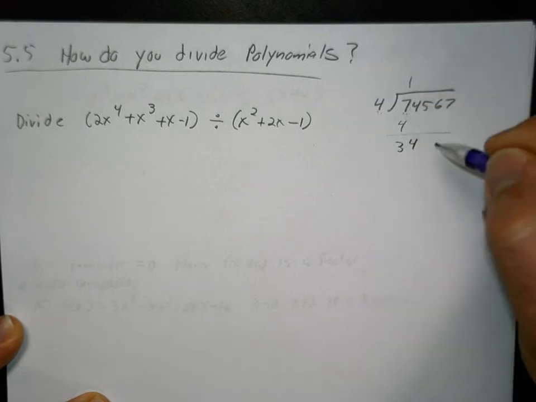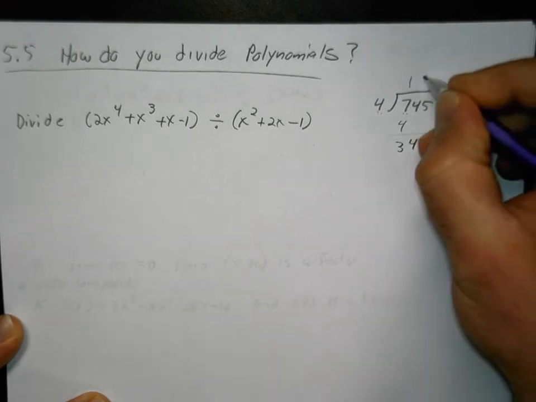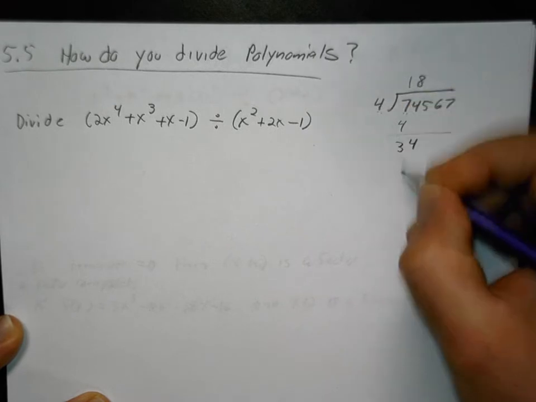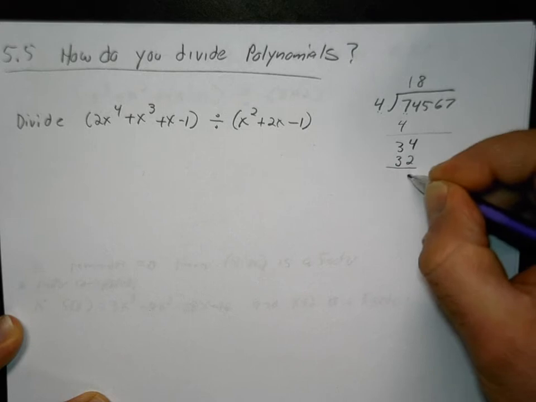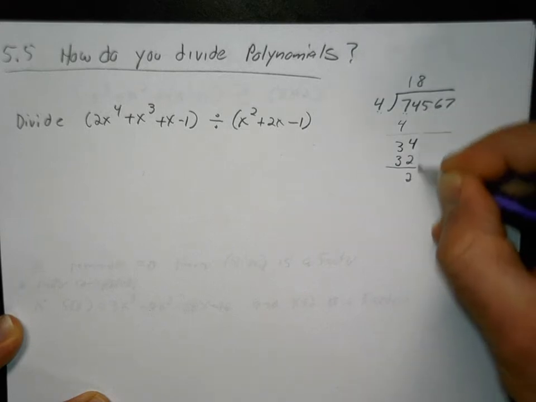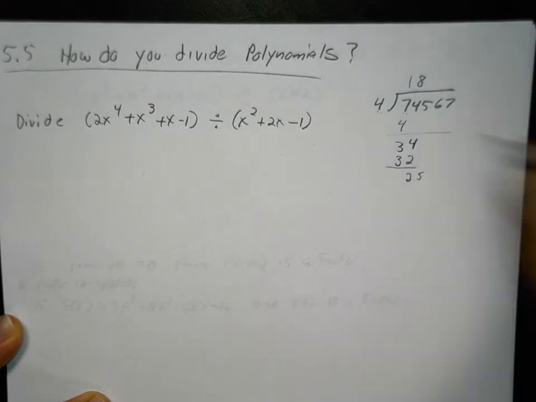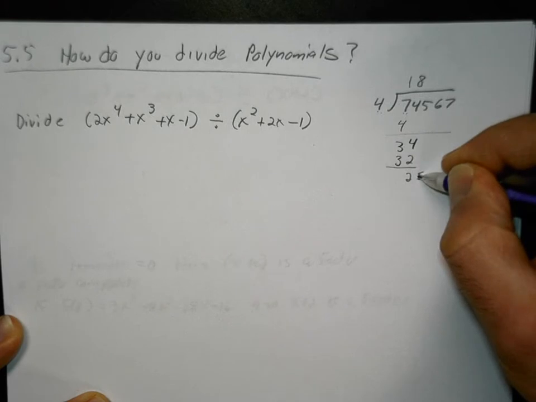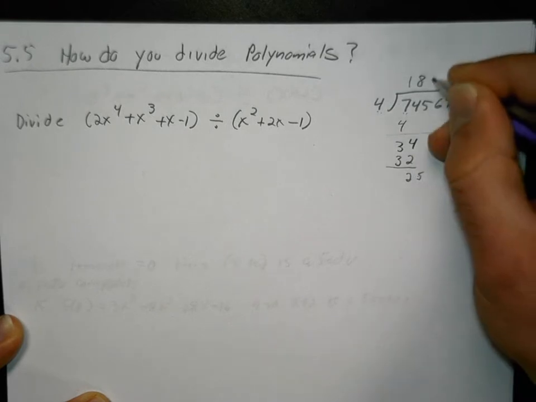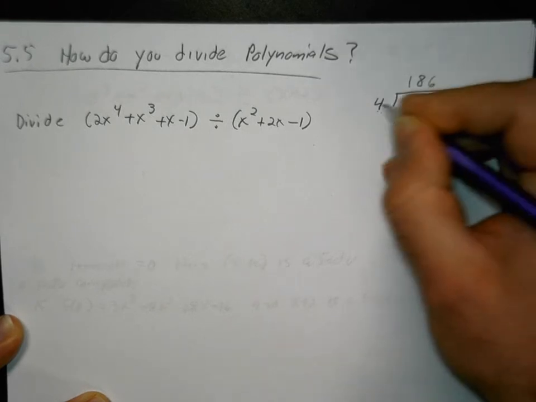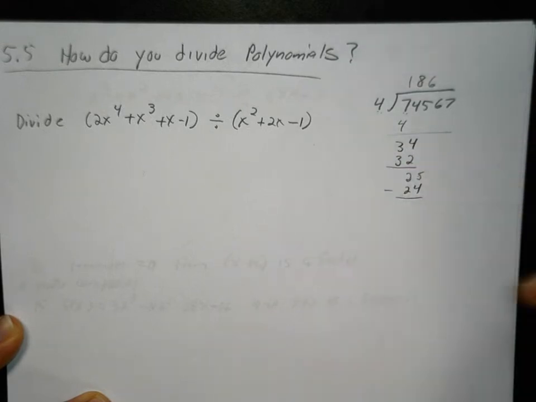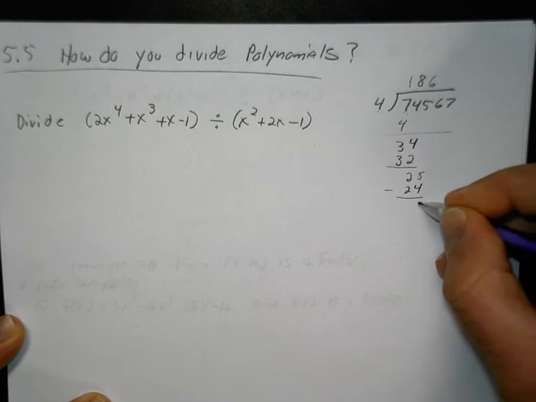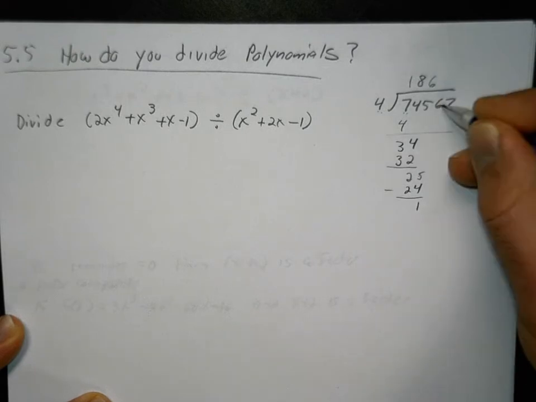We divide 4 into 34. Goes in 8 times. 8 times 4 is 32. We draw a line. We subtract. We bring down the next number. Then we divide 4 into 25. That goes in 6. 6 times 4 is 24. Then we subtract. I should be putting my subtraction there. Okay, that's 1. And then what comes down next?